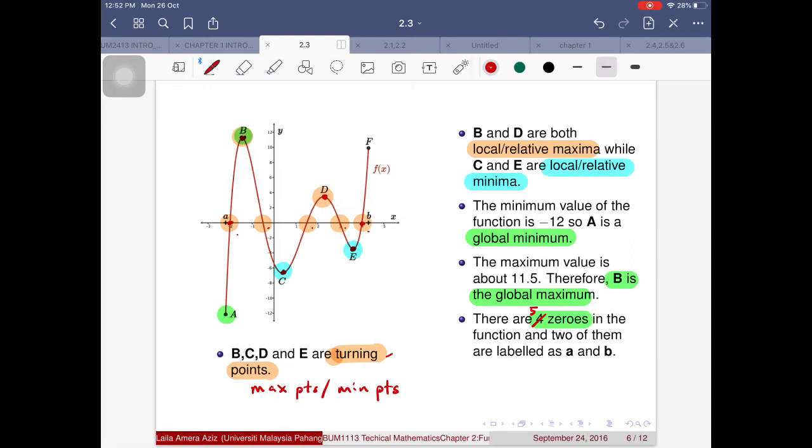I hope now you have a clear idea of the difference between local and global. Local refers to just the turning points, and it could be more than 1 point, but for the global, there's only 1 point.